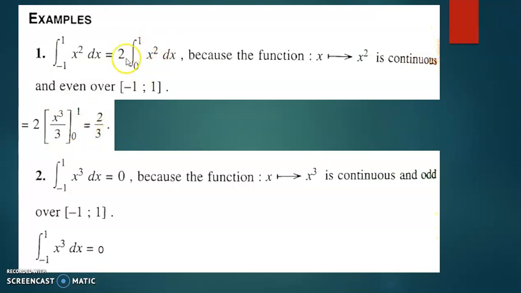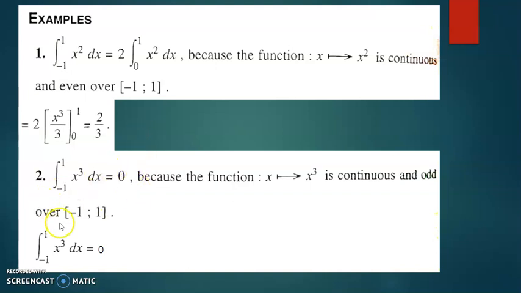If you didn't use the property, you can also calculate this using the definition of definite integrals. So it'll be x power 3 over 3 evaluated from minus 1 to 1. Now, for the second one, also here you have opposite bounds, so you need to think of even and odd functions. So here x power 3 is an odd function, since minus x in parentheses to the power 3 is equal to minus x power 3. So this means that the answer is 0, simply, without calculating it.